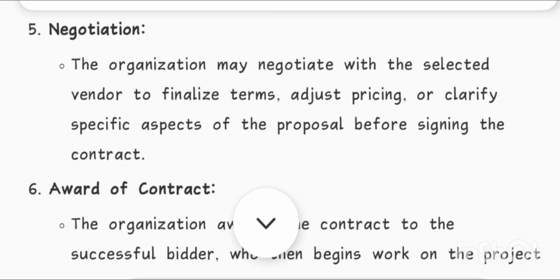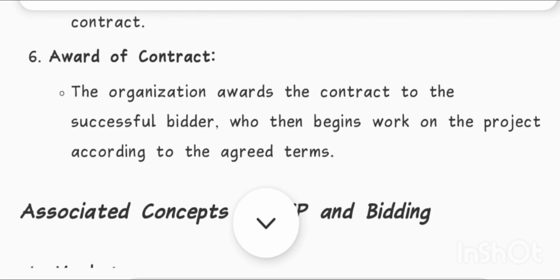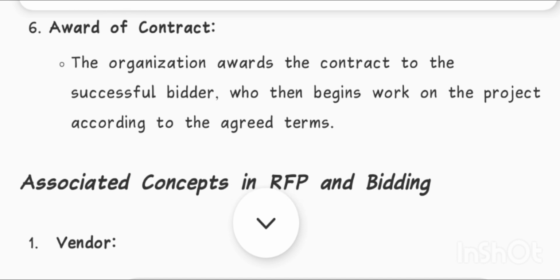5. Negotiation. The organization may negotiate with the selected vendor to finalize terms, adjust pricing, or clarify specific aspects of the proposal before signing the contract. 6. Award of contract. The organization awards the contract to the successful bidder, who then begins work on the project according to the agreed terms.